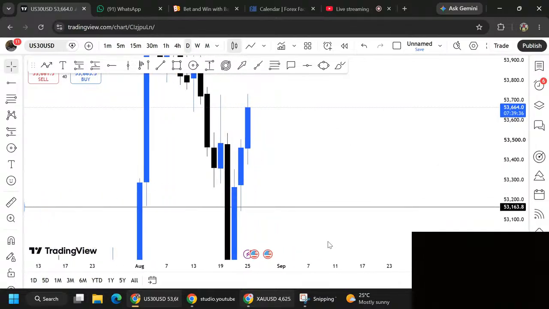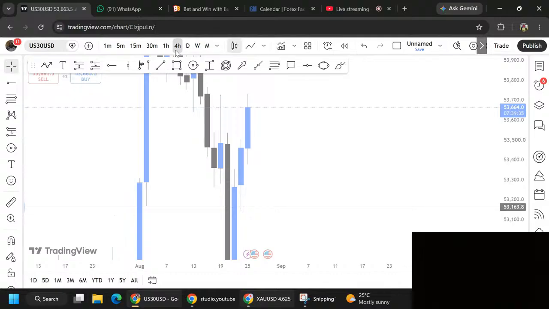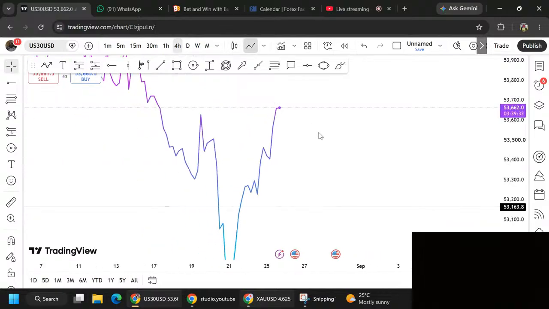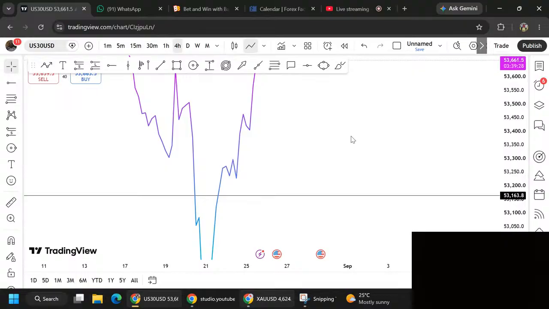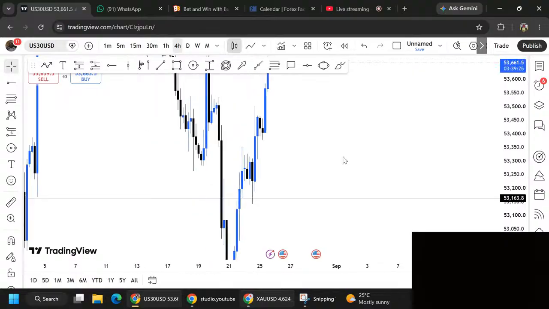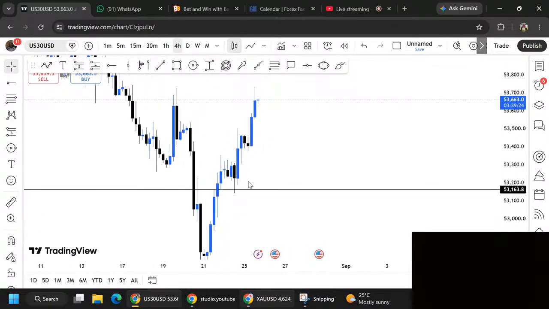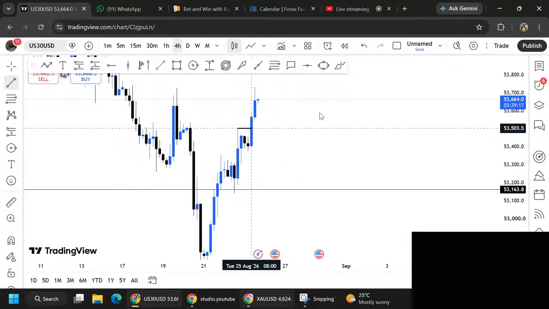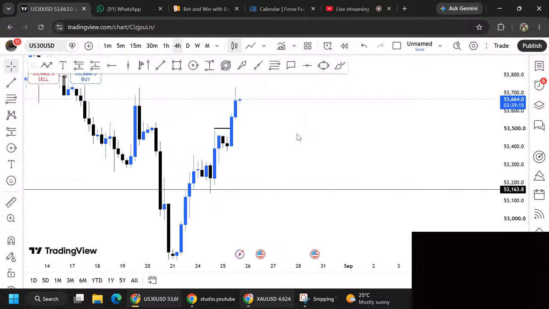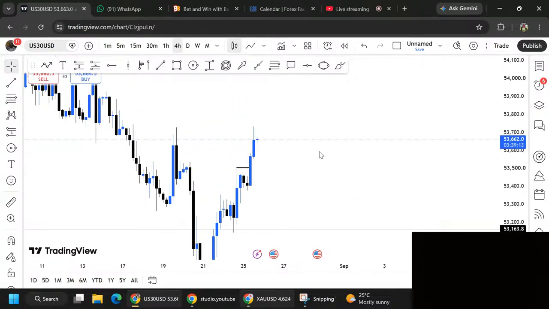Price has already given us a shift in the 4-hour. You can see, let me just see something. Yes, so this is where the market opened. You can see we already broke this structure here, meaning that we are looking to take buys today on US30.